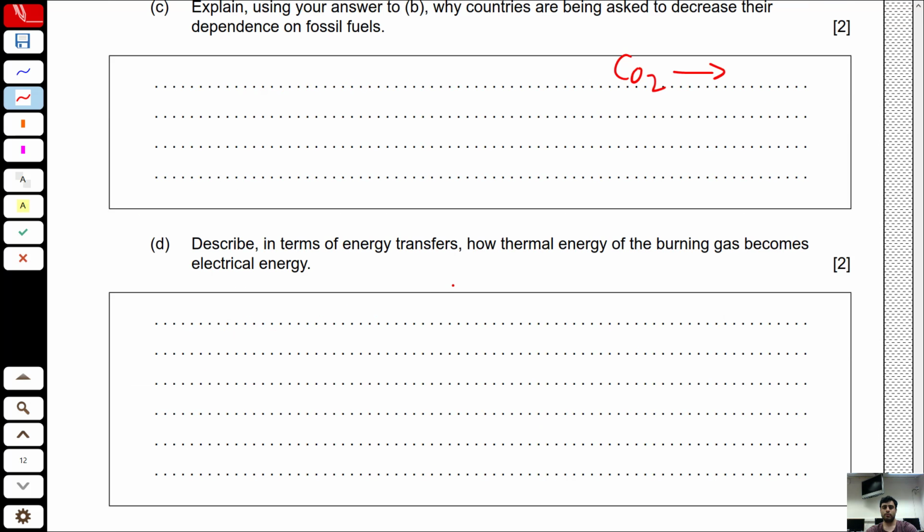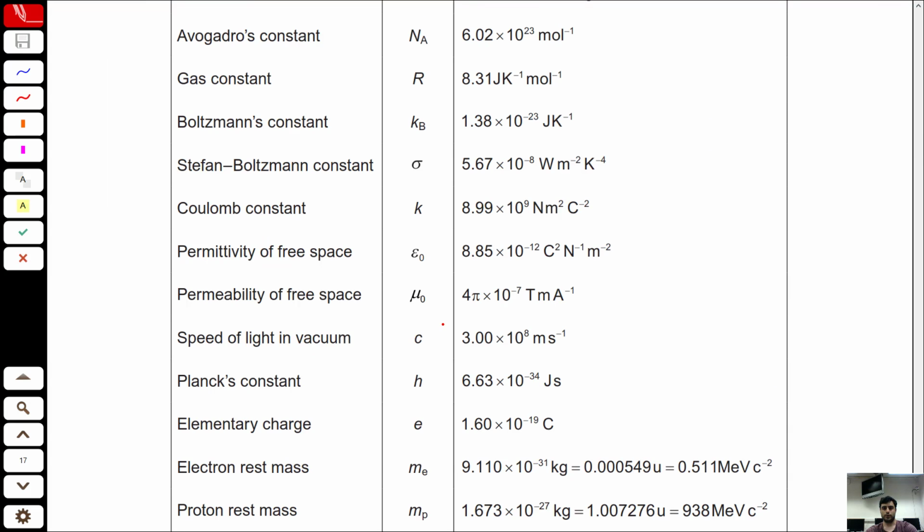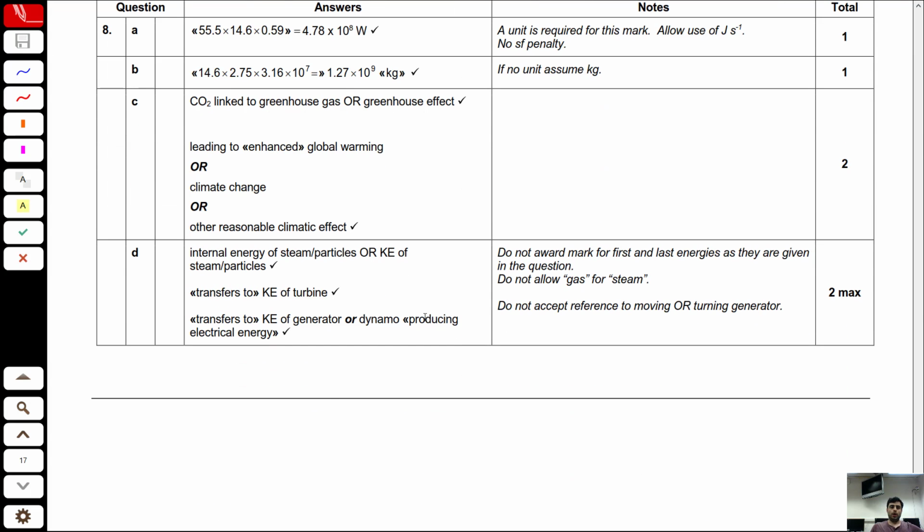Describe in terms of energy transfer how thermal energy of the burning gas becomes electrical energy. Okay, so let's look at the mark scheme. When you burn a gas, the chemical energy, the internal energy in the form of chemical energy, and the kinetic and potential energies of the particles. So the internal energy of the gas is given to the steam. The steam contains kinetic energy because it contains particles that are vibrating and moving at very high speed. So the steam has a lot of kinetic energy.